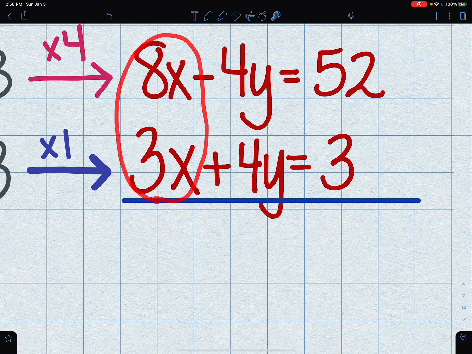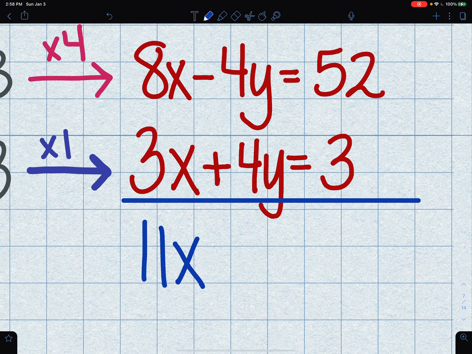We have 8x plus 3x right here, so that's going to make 11x. Now we have 4y minus 4y, and yay, they canceled out to nothing. So I don't need to write anything there. And then I write equals 52 plus 3 is going to be 55.